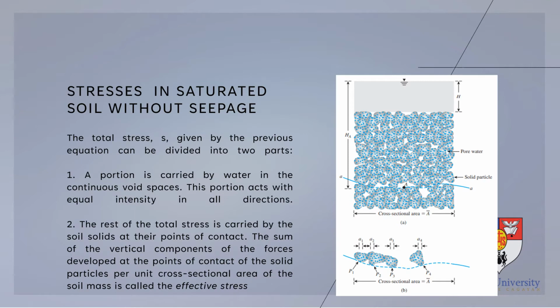The total stress given by the previous equation can be divided into two parts. A portion is carried by the water in the continuous void spaces, and this portion acts with equal intensity in all directions. The rest of the total stress is carried by the soil solids at their points of contact. The sum of the vertical components of the forces developed at the points of contact of the solid particles per unit cross-sectional area of the soil mass is called the effective stress.